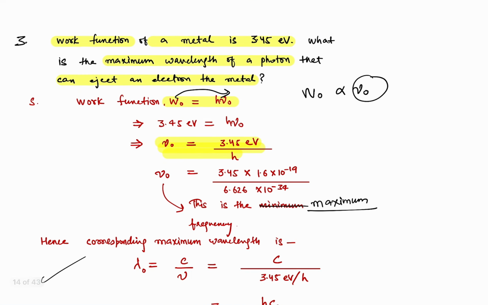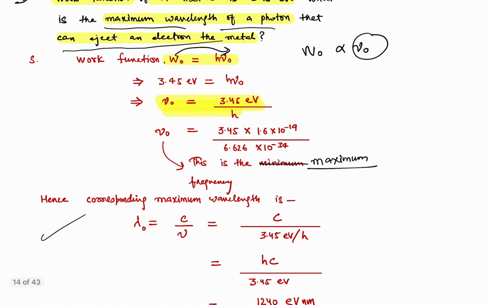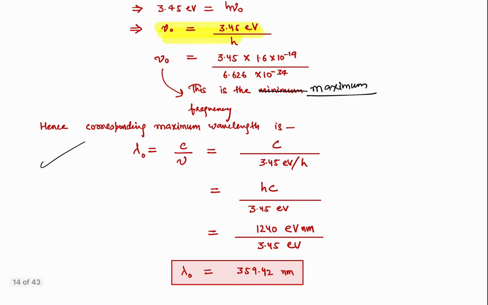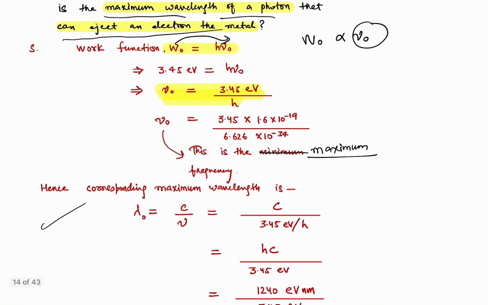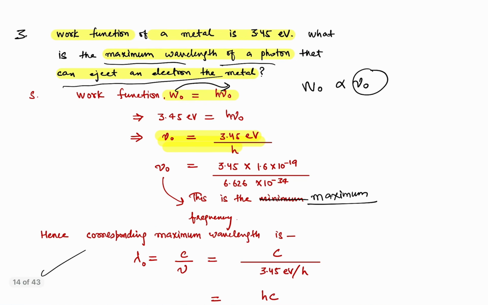Let me rephrase the question once again. Maximum wavelength of a photon that can eject an electron of a metal. Okay, they are asking maximum wavelength. Let me think, then I will make it clear.